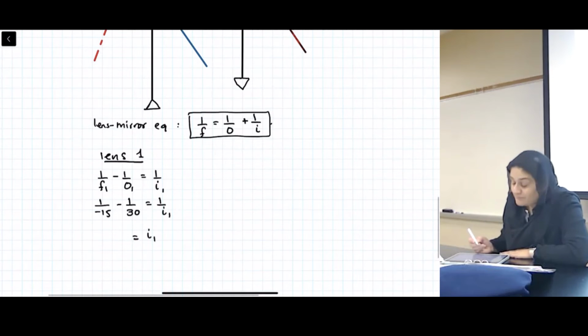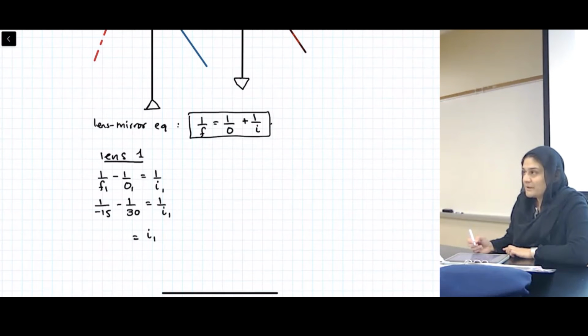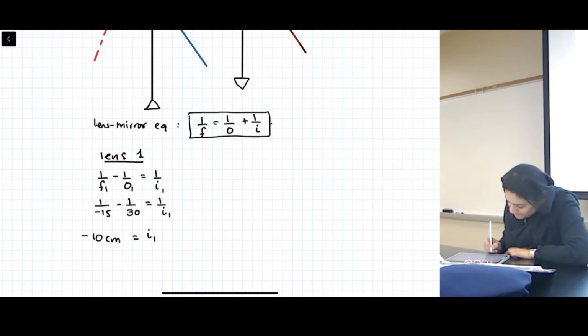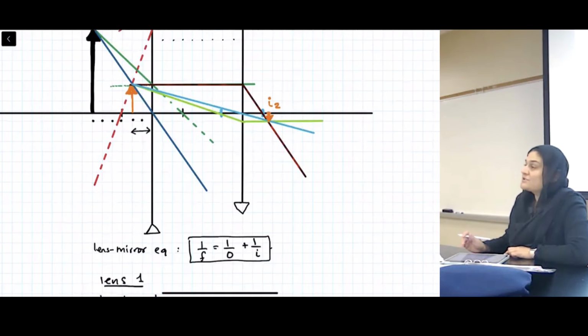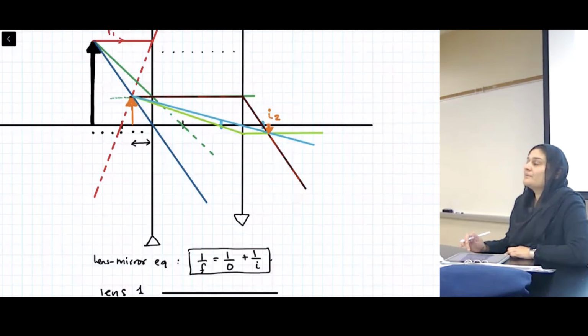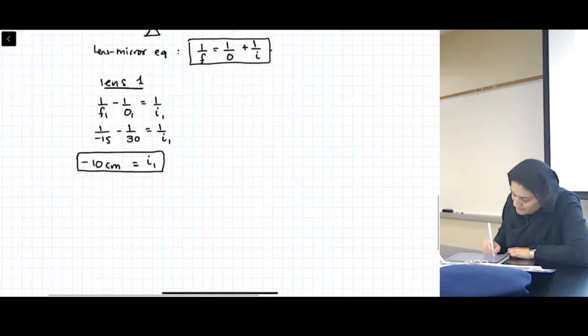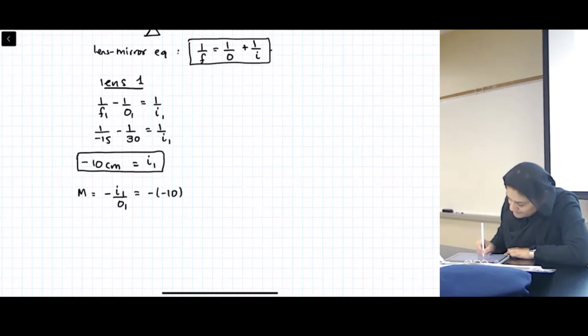So I1 will be negative, 1 minus a half. Negative 10 centimeters. Does that make sense? So negative 10 centimeters for a lens would be in front of the lens. And is that what your image is saying? Okay. And then what would be the magnification? Negative I1 over O1, which is negative negative 10 divided by 30, or 0.33.